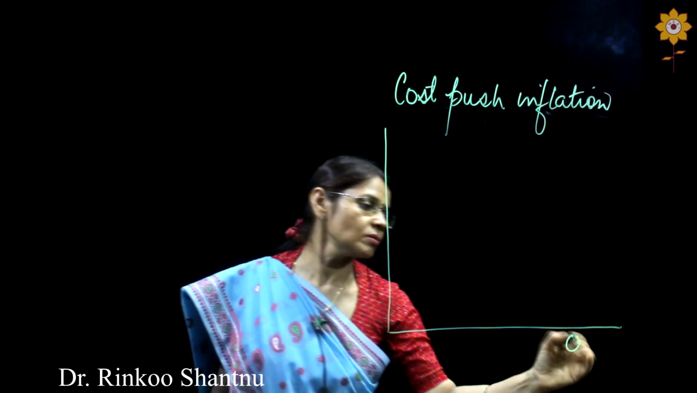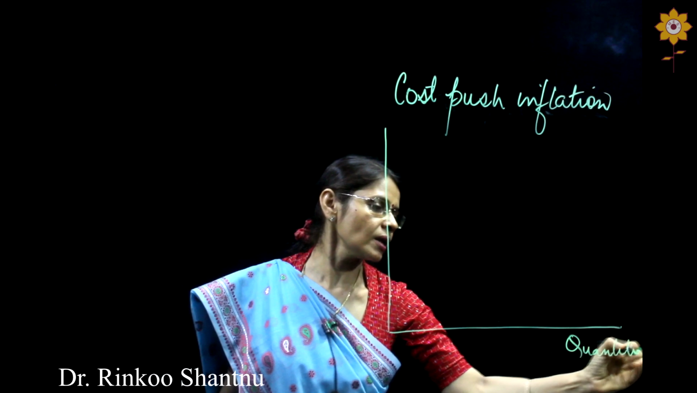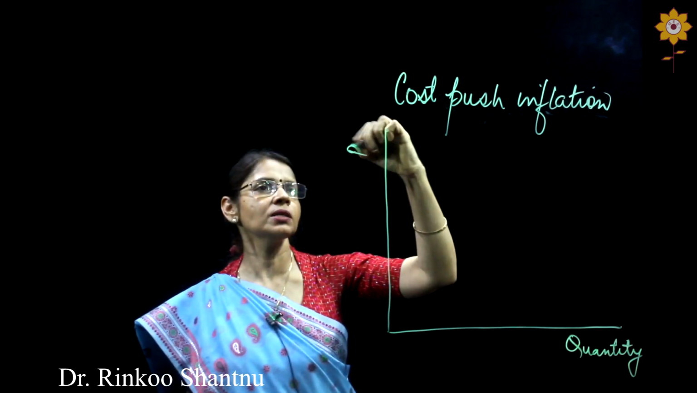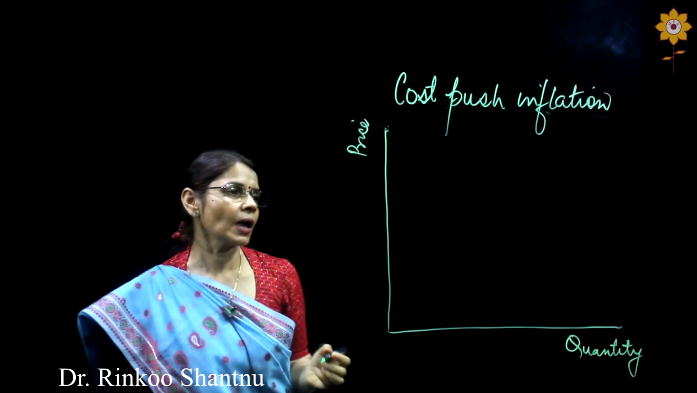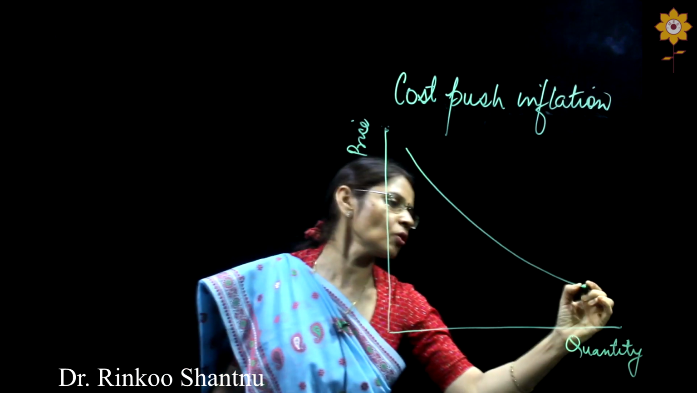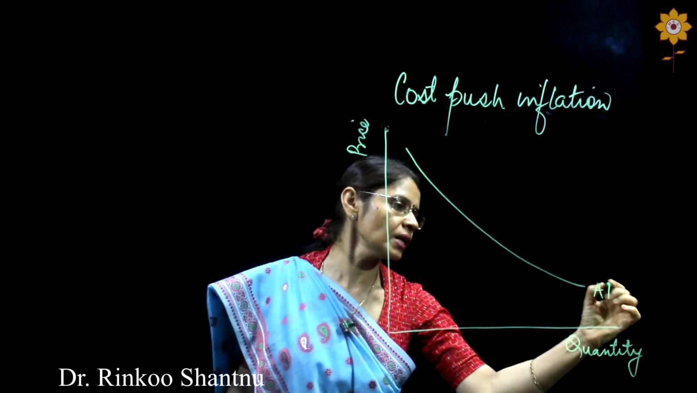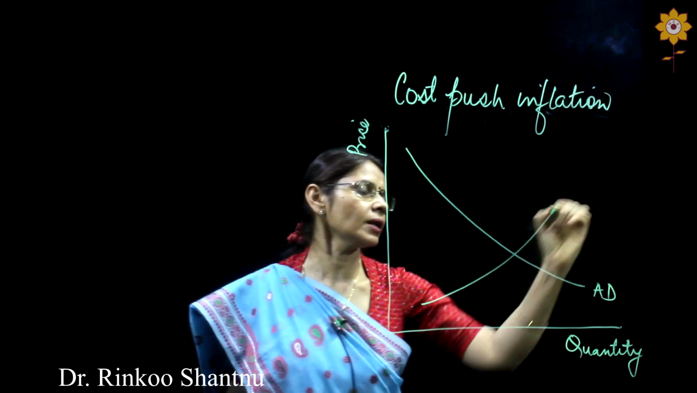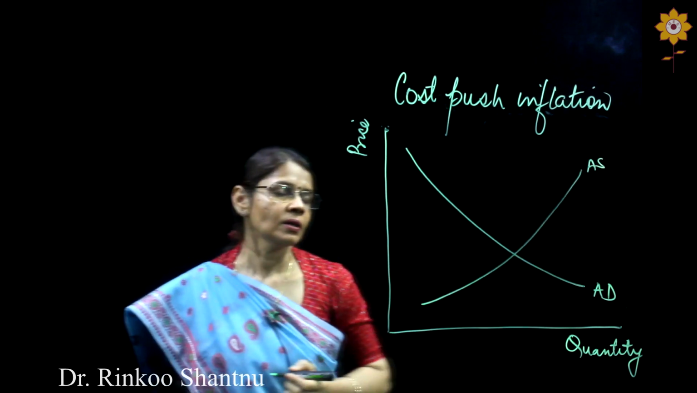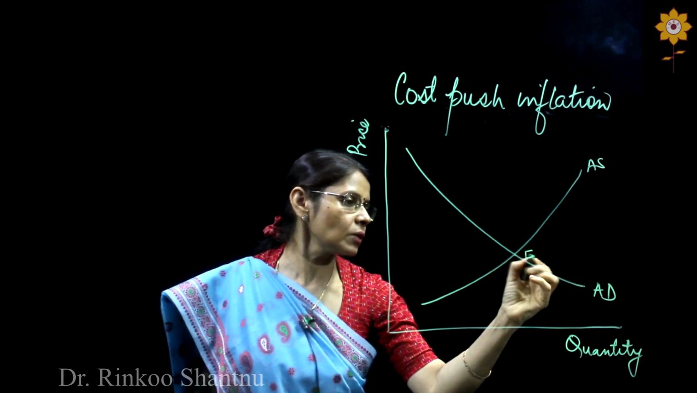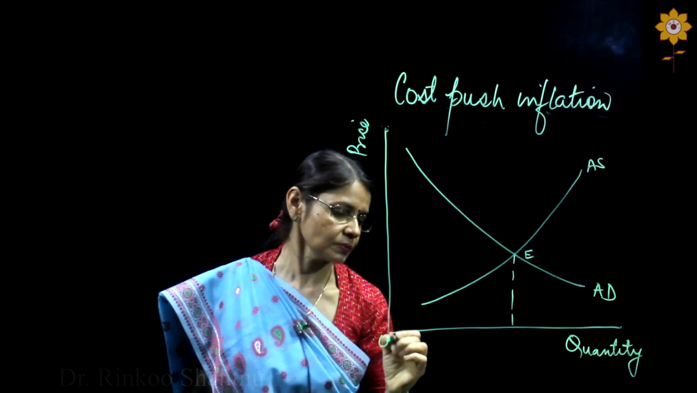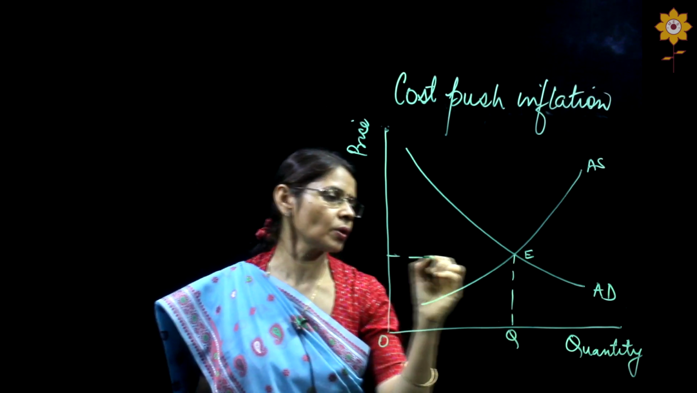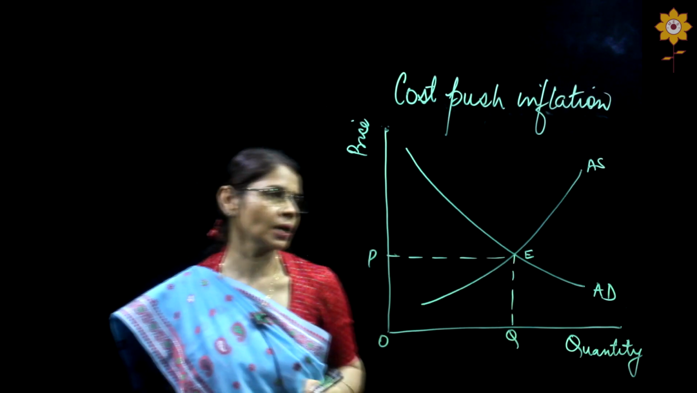diagram. We show quantity on the x-axis and price on the y-axis. And like a normal demand and supply curve, we have aggregate demand and aggregate supply. Equilibrium, OQ is the quantity and OP is the price.